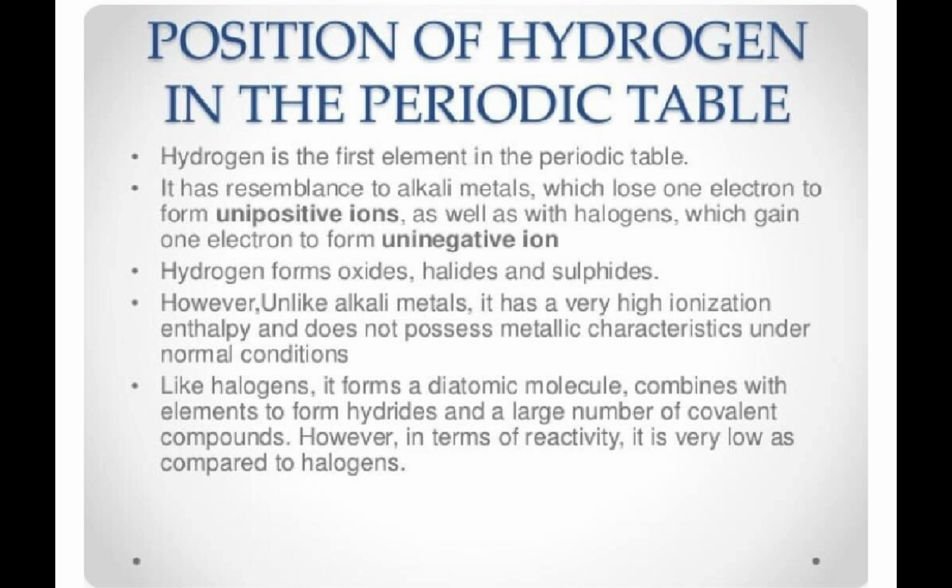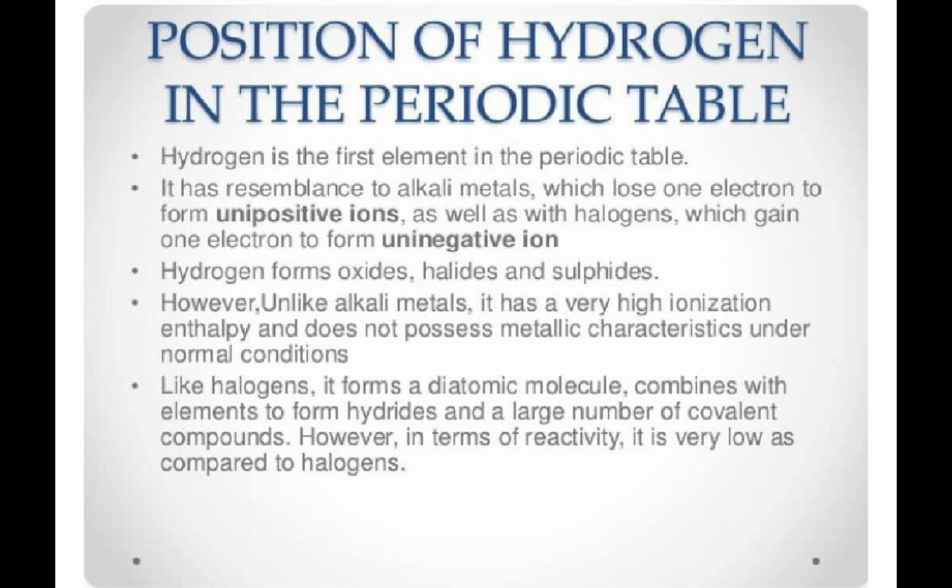And you might have learned before why hydrogen is kept in position 1 of the periodic table: hydrogen has only 1 electron, so it has 1s1 electronic configuration. Either it can lose 1 electron and become a positive ion, or it can accept 1 electron or share electrons by covalent bonding, and also it can form a negative ion. Hydrogen normally forms oxides, halides and sulfides. However, unlike alkali metals, ionization enthalpy is very high for hydrogen, so it does not have any metal characteristic under normal conditions.